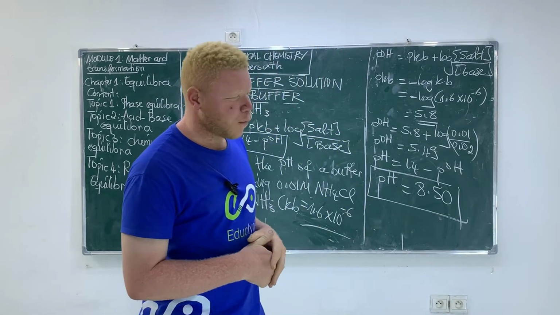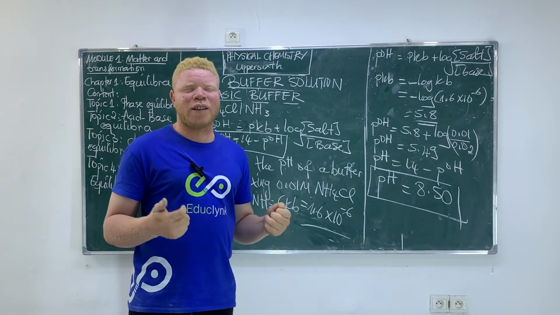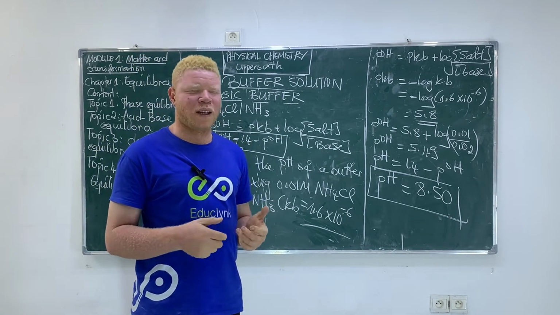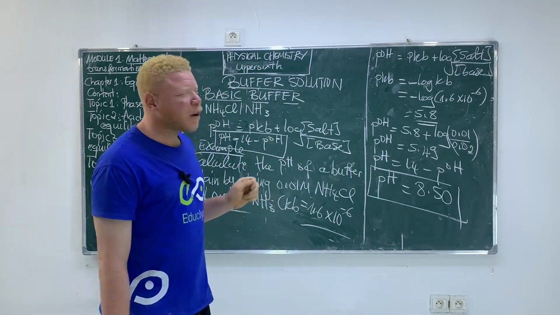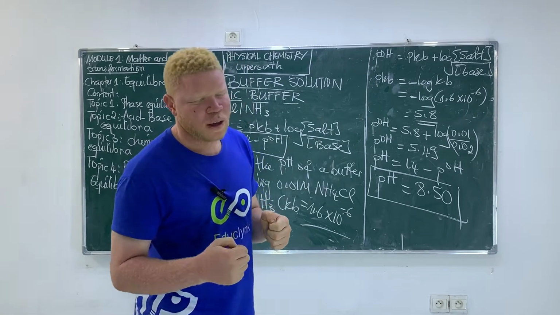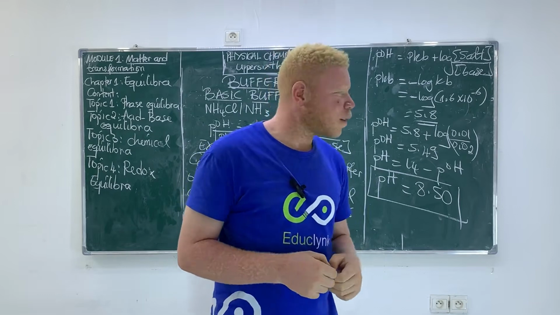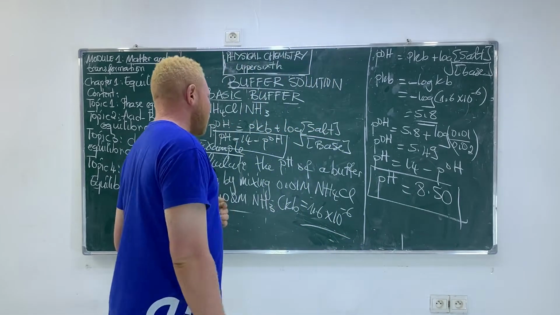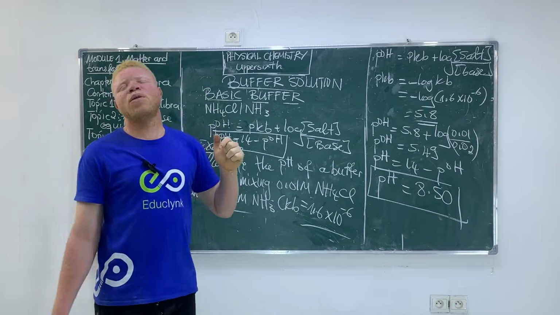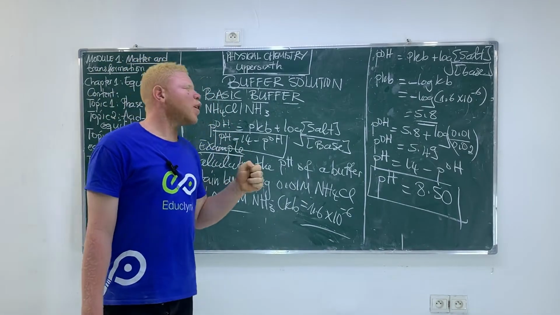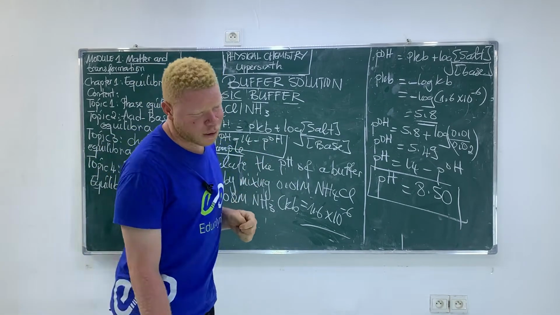I told you that there are two types of buffer solution: acidic buffer and basic buffer. For the acidic buffer, the formula is pH equals pKa plus log of the concentration of the salt over the acid. Then for a basic buffer, there are two things you have to do. First, calculate the pOH. When you have the pOH, you find the pH, which is equal to 14 minus pOH.